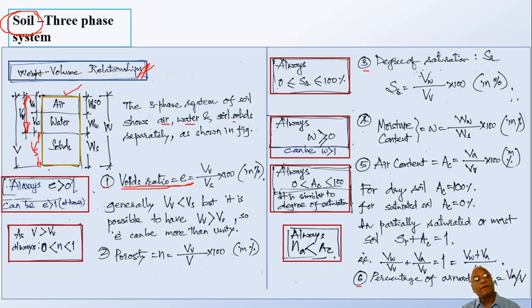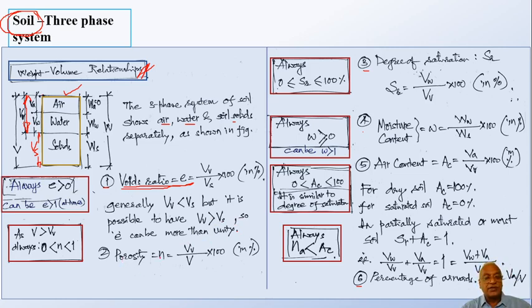So voids ratio can be more than 1. Now, generally, volume of voids is less than volume of solids, but it is possible to have volume of voids more than volume of solids. So, e can be more than unity.